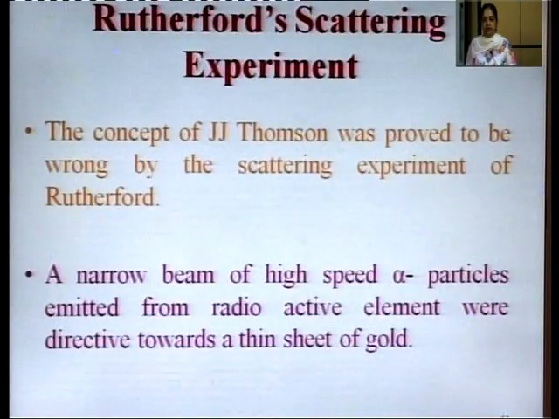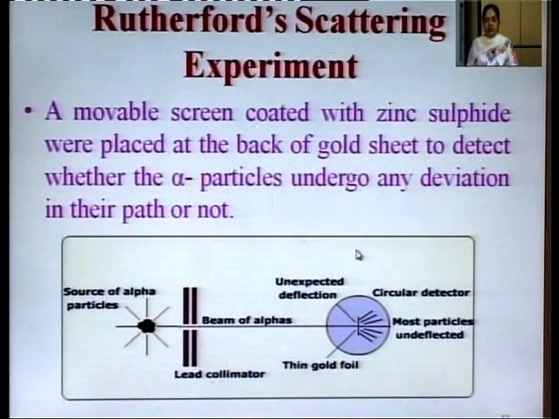Rutherford's scattering experiment. The concept of J.J. Thomson was proved to be wrong by the scattering experiment of Rutherford. A narrow beam of high-speed alpha particles emitted from a radioactive element was directed towards a thin sheet of gold. A movable screen coated with zinc sulfide was placed at the back of the gold sheet to detect whether the alpha particles undergo any deviation in their path or not.